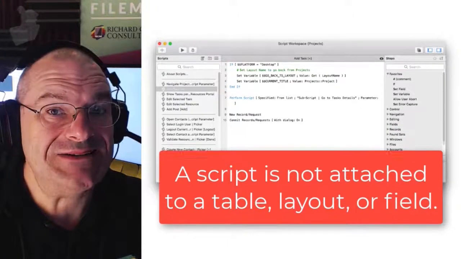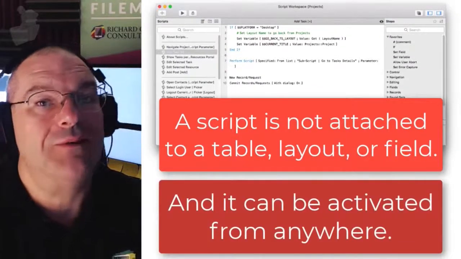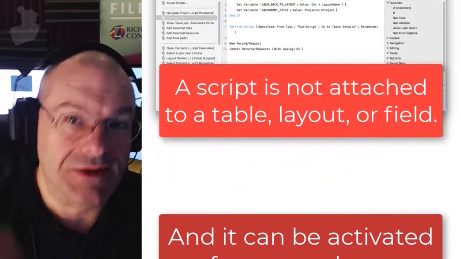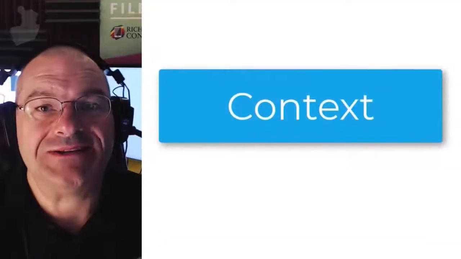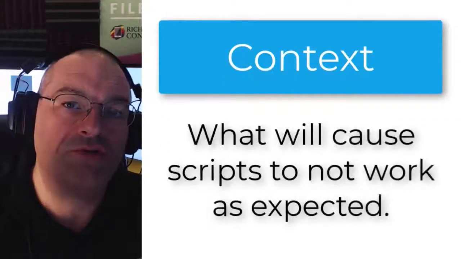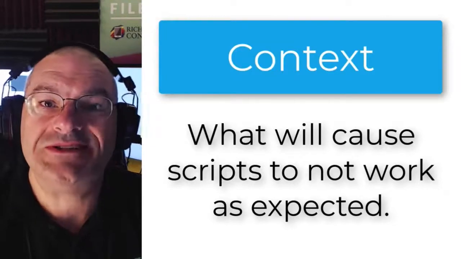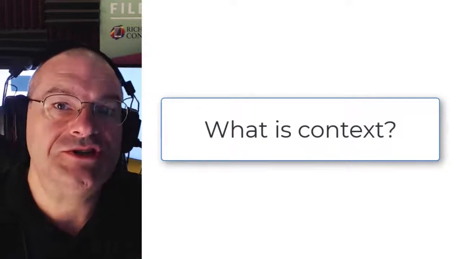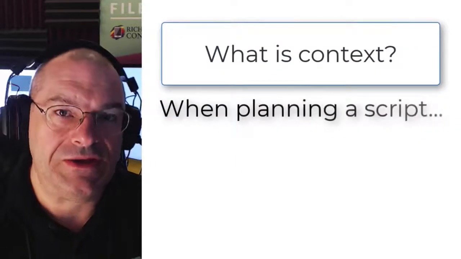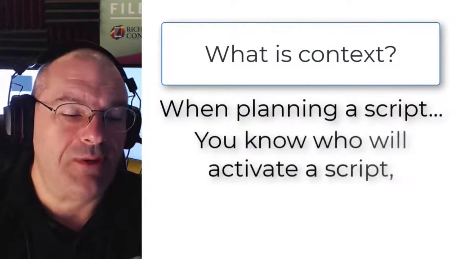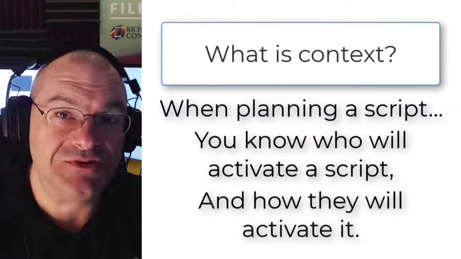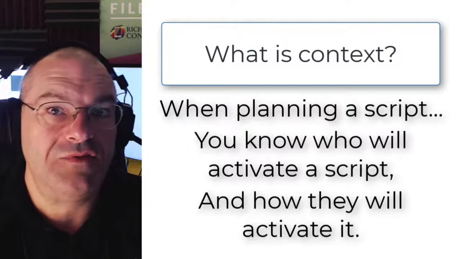And because it can be activated from a number of different locations, we are forced to deal with this concept called context. And context is the number one thing that will cause your scripts to not work correctly as you expect them to. Now, when I boil this down and put it into plain English, when you write a script or plan out a script, you have a thought process about who's going to activate it and under what conditions they're going to activate the script, right? We talked about that in the previous video.